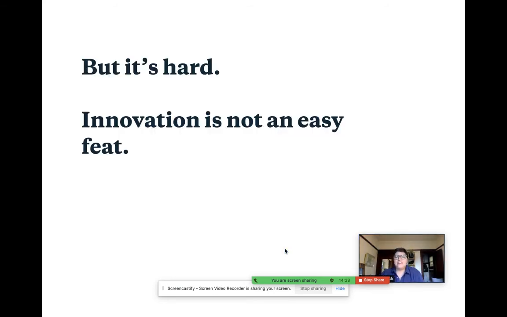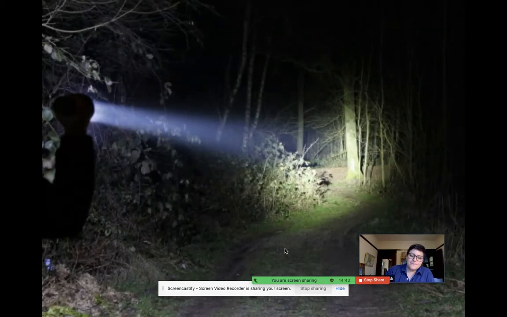But it's hard, right? Innovation is not an easy feat. And if it were an easy feat, everyone would be doing it and achieving all these innovative solutions. We would stop having all these very significant challenges in the world. So I like to use a metaphor to describe the innovation process and why I think it's so challenging.